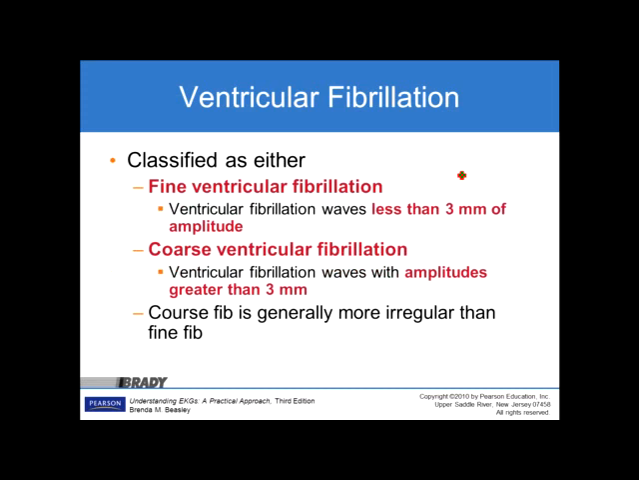Ventricular fibrillation is classified in two different categories. It is either fine ventricular fibrillation, with ventricular fibrillation waves less than 3 millimeters of amplitude. So less than 3 small boxes high is considered fine VFib. And coarse VFib, ventricular fibrillation waves with amplitudes greater than 3 millimeters. So they're greater than 3 boxes high. Coarse fib is generally more irregular than fine fib.